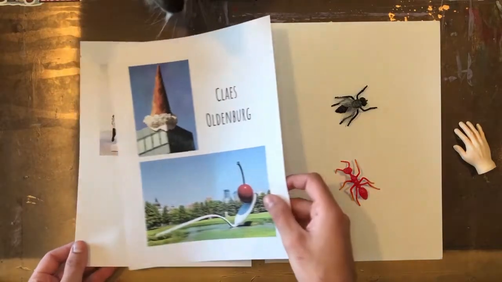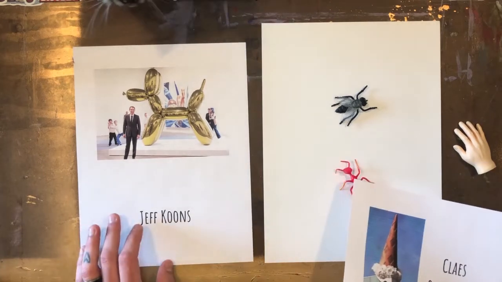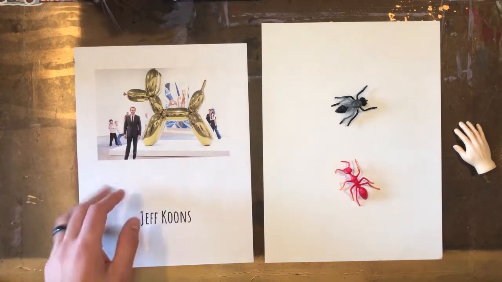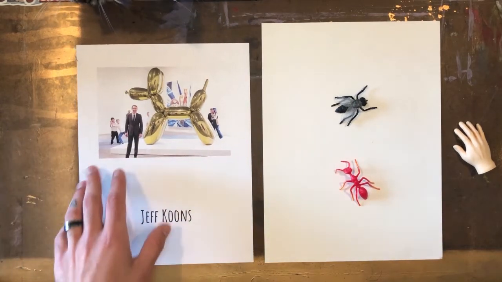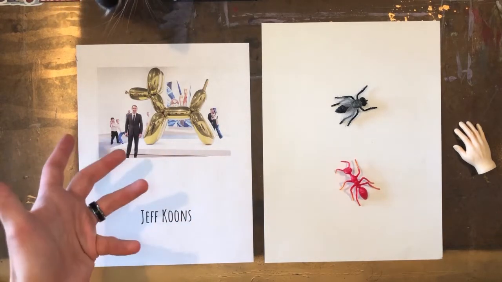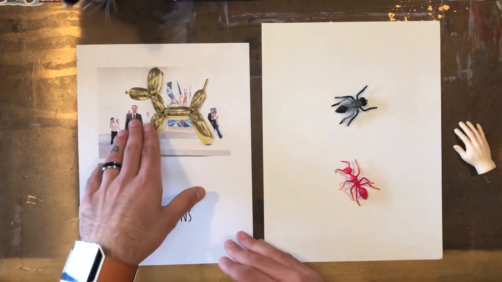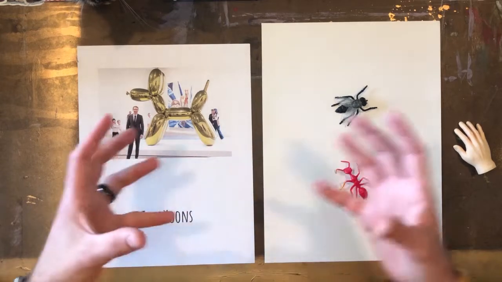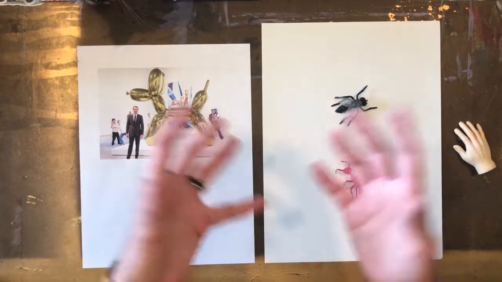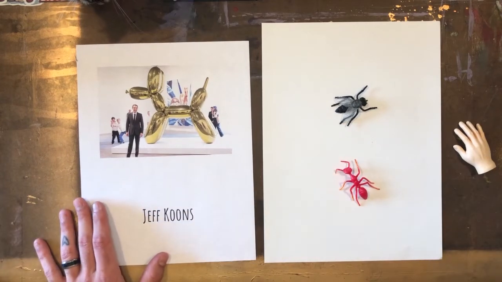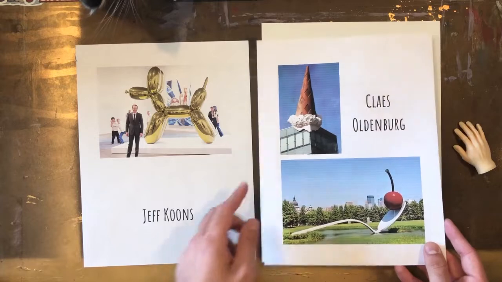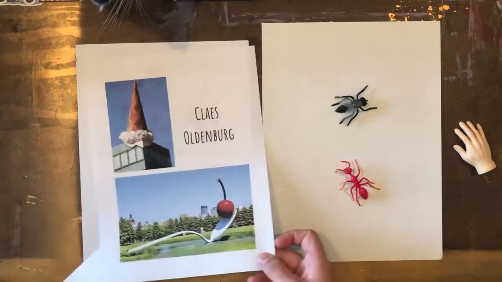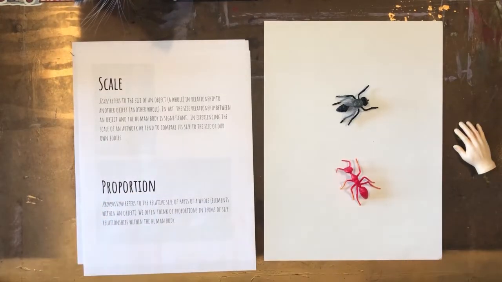The last I want to look at before we get started on our drawing today is Jeff Koons. He's really well known for these balloon sculptures, which are, again, in a larger scale. He also works a lot with textures, making something look like a balloon, even though it's not balloon material, just highly reflective. But I think this is another great artist to look at in terms of scale, where his balloon dog is a large scale comparison to any normal balloon dog that you would see. So Jeff Koons, Claes Oldenburg, both great artists if you're interested in learning a little bit more about scale and proportion. Otherwise, if you just want to jump right into it, let's get started here with our bugs.